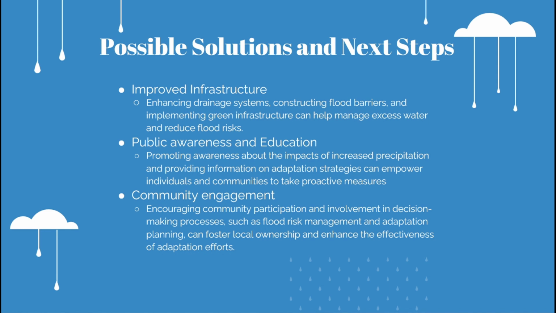Promoting awareness about the impacts of increased precipitation and providing information on adaptation strategies can empower individuals and communities to take proactive measures. Community engagement. Encouraging community participation and involvement in decision-making processes such as flood risk management and adaptation planning can foster local ownership and enhance the effectiveness of adaptation efforts.